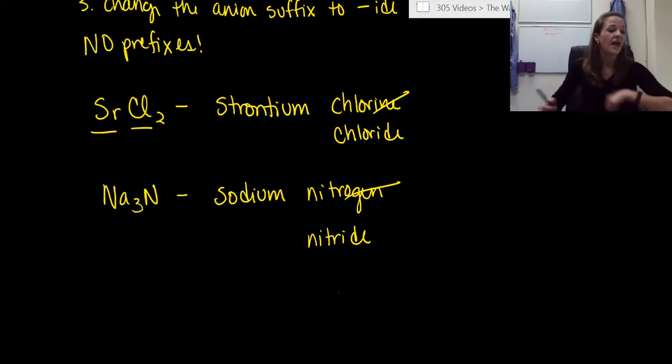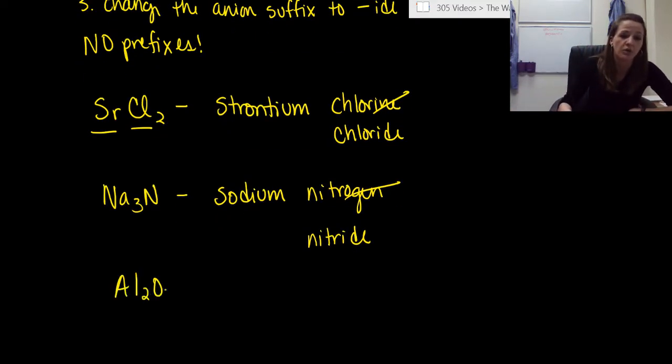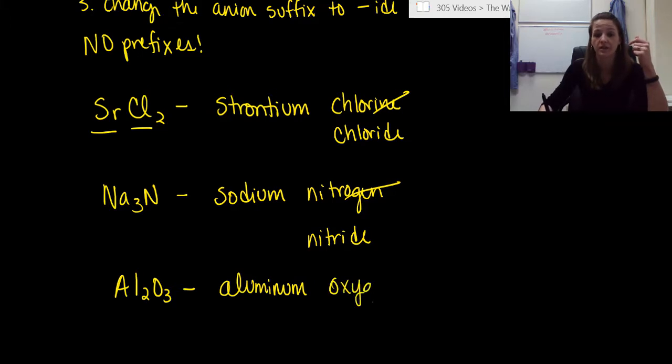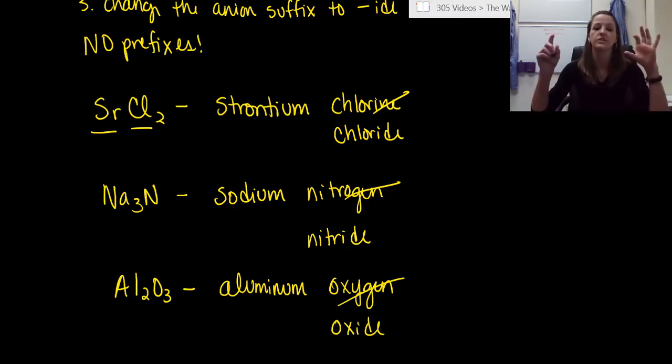Very simple. Last one. This is for you. What would you name Al2O3? Go. All right, did you get an answer? Hopefully you did. All you had to do was follow the three-step process. So step one, name the cation, aluminum. Step two, name your anion, oxygen. Step three, change the ending. So instead of oxygen, you now have oxide. So the answer here would be aluminum oxide. So hopefully you got that.